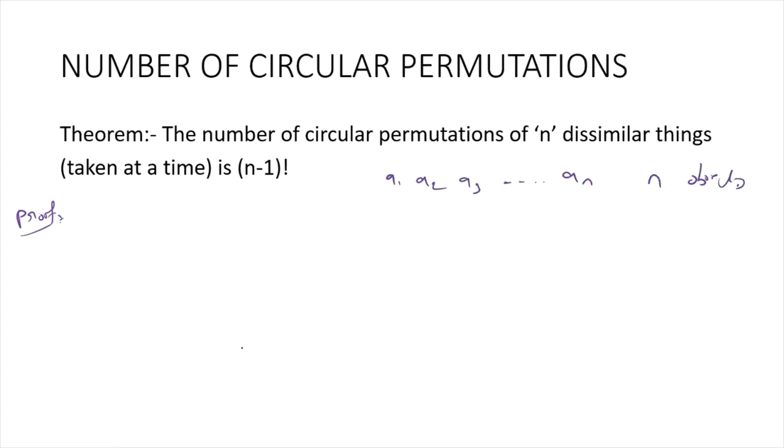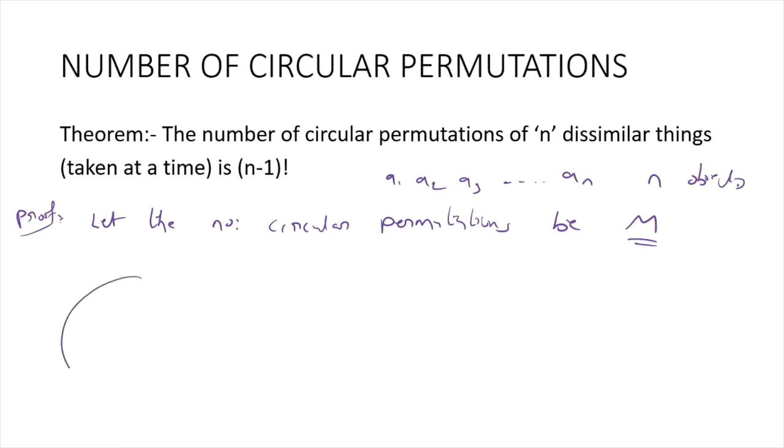Now we have to count how many circular permutations we can have. Let the number of circular permutations be capital M. Now we have to find out what this capital M stands for, or what is the number of circular permutations. Let me write one circular permutation for you: A1, A2, A3 and so on up to AN. This is one circular permutation.